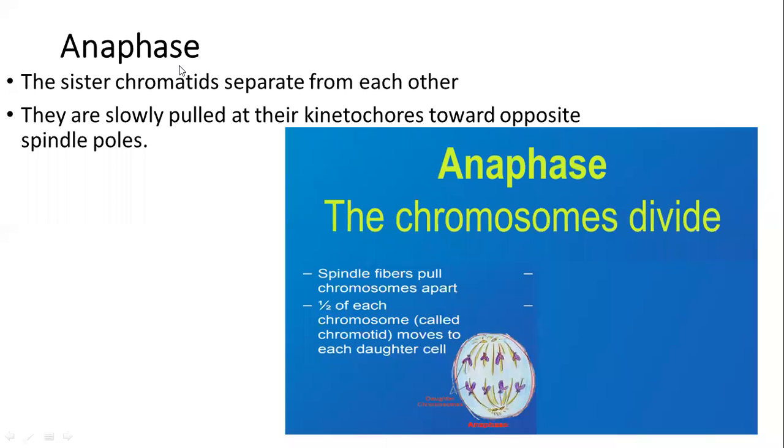So we are talking about the anaphase stage, during which the sister chromatids separate from each other through the assistance of the spindle fibers, which pull them apart. And then we see them being pulled towards the opposite spindle poles. So yes, they are pulled towards the poles like that.